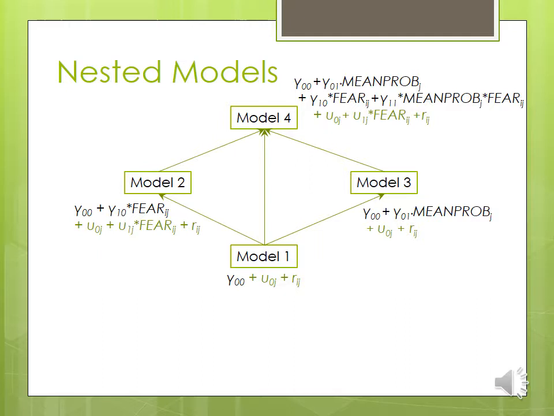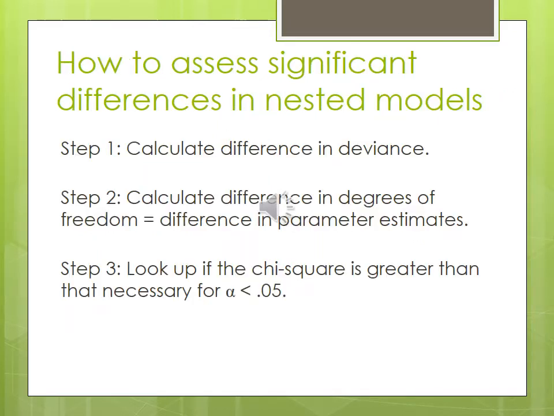However, model 3 is nested in model 4 because we can add the direct effect of fear and the cross-level interaction. And model 2 is also nested in model 4 because now we're adding the mean problem score and the cross-level interaction between the two predictors. So the diagram here shows how the models are nested. Now, let's assume we ran these with maximum likelihood estimation. We can then calculate if the difference between the models is statistically significant. So how do we do this? There are three steps.